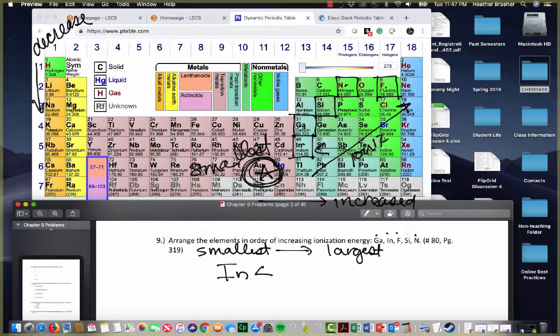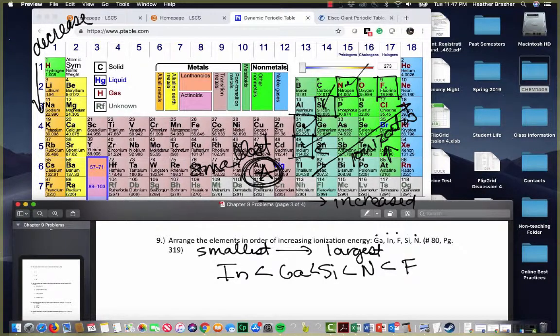Ionization energy is going to increase basically, right? So then we can go and we're like, okay, we got that. The next one is gallium. So he's going to be there. And then you look, it's going to be silicon. Got that. Then nitrogen. And then fluorine.